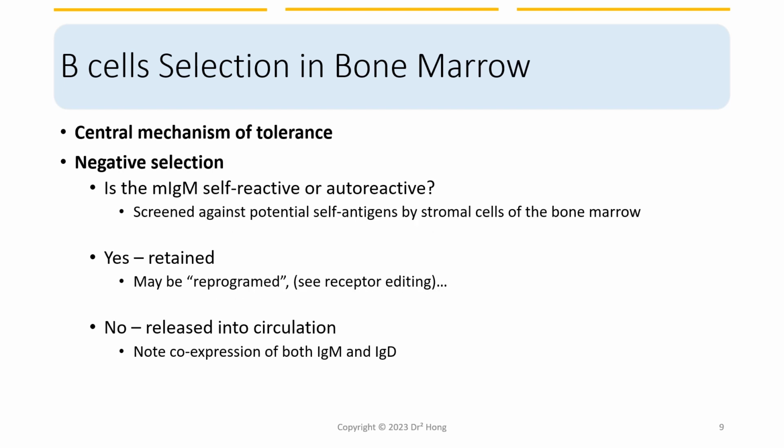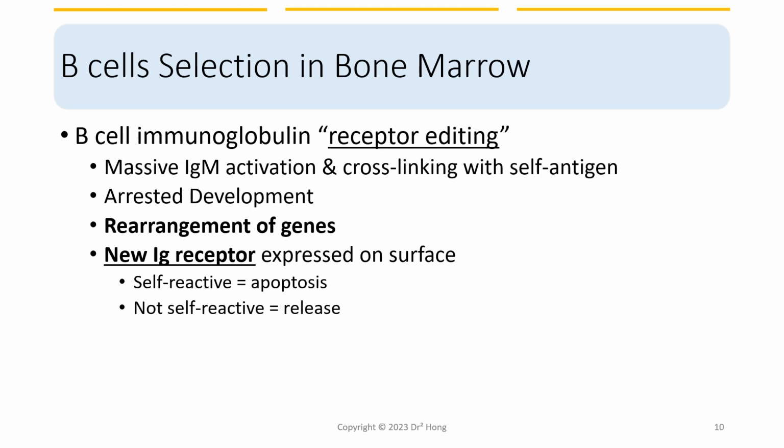Immature B cells that are not specific for self-antigen in the bone marrow mature further to express IgM and IgD and leave the bone marrow. Immature B cells specific for a self-antigen on bone marrow cells are retained in the bone marrow and may undergo a reprogramming step called receptor editing. In fact, many self-reactive B cells are rescued by the receptor editing process, which changes their antigen specificity.